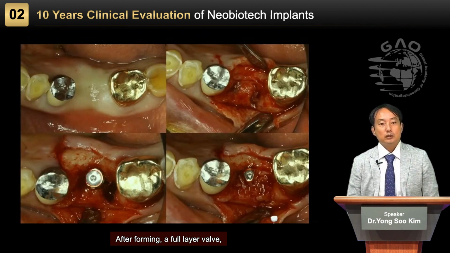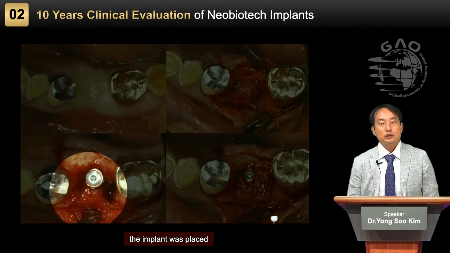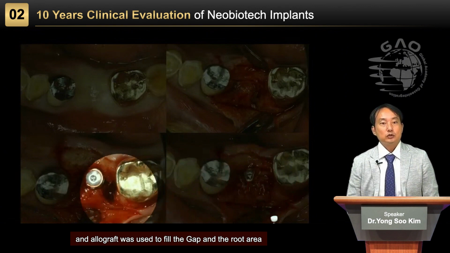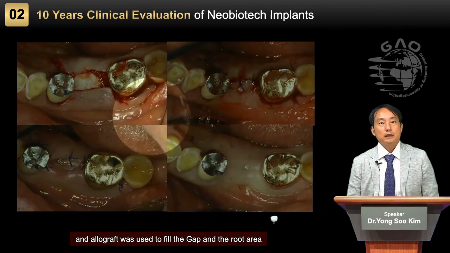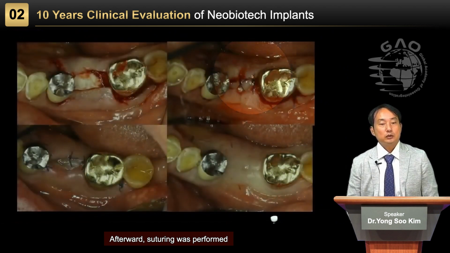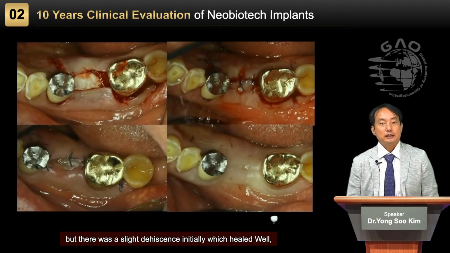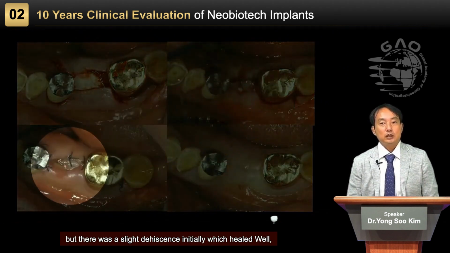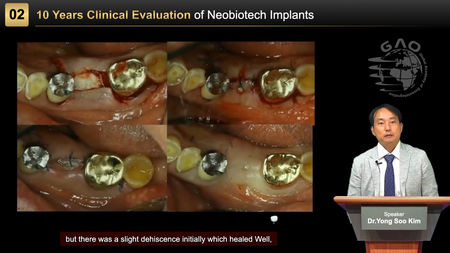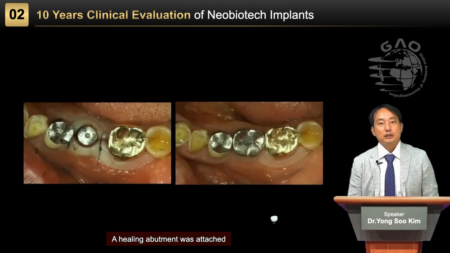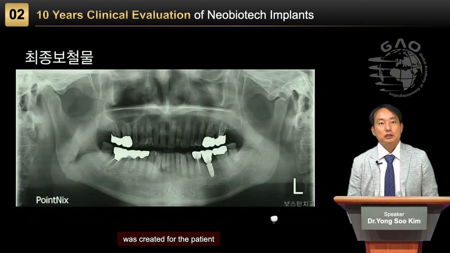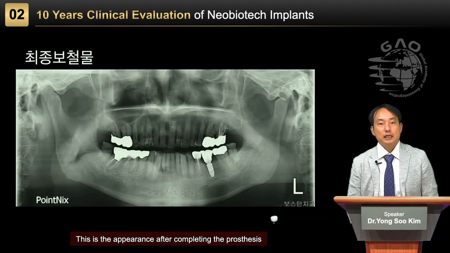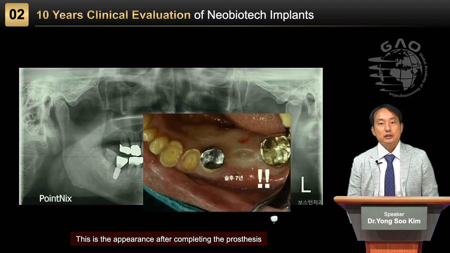After forming a full layer flap, the implant was placed, and allograft was used to fill the gap in the root area. Afterward, suturing was performed, but there was a slight dehiscence initially, which healed well. A healing abutment was attached, and a PFM prosthesis with a metal occlusal surface was created for the patient. This is the appearance after completing the prosthesis.